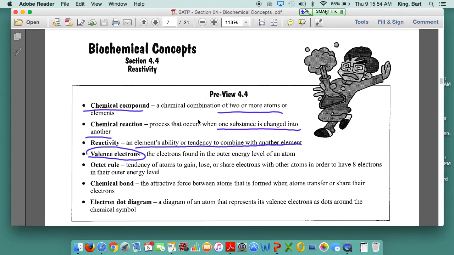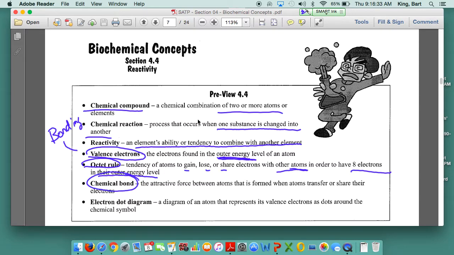Valence electrons are the ones on the outer shell, and they're the ones that are involved in bonding. The octet rule says that atoms can gain or lose electrons in order to have 8 on their outer energy level. What is that outer energy level called? Which electrons are on the outer energy level? Valence electrons. So the octet rule states that atoms have a tendency to gain, lose, or share electrons with other atoms in order to have 8.